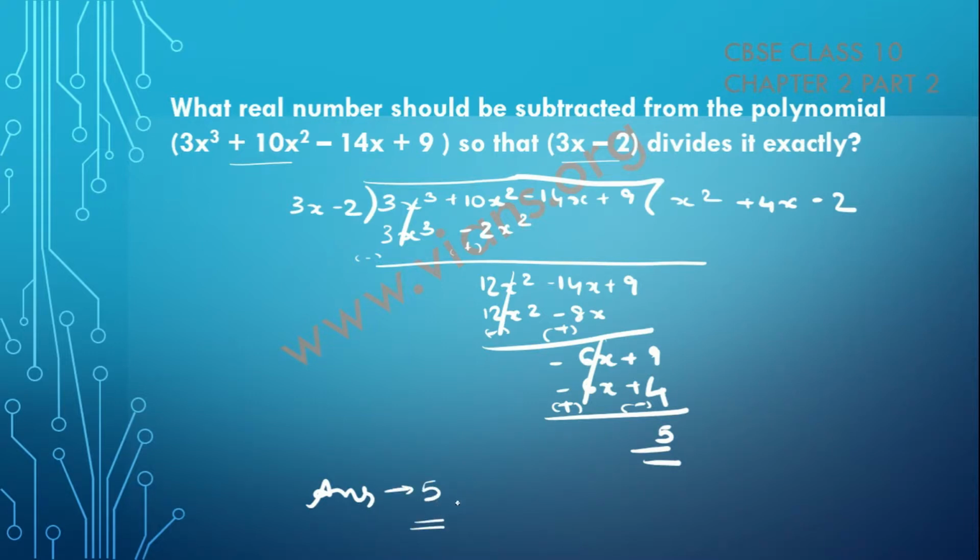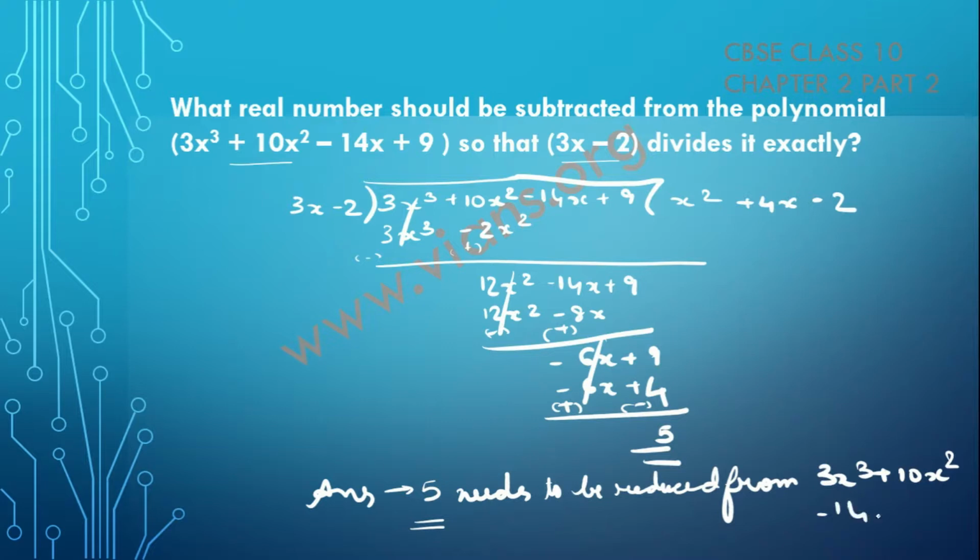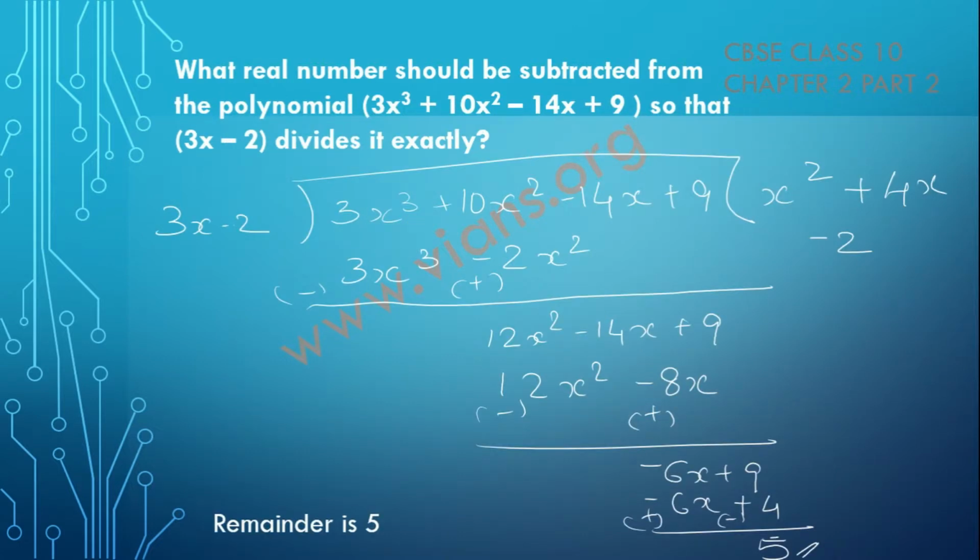Maybe you could write it a little bit more elaborately: 5 needs to be subtracted from 3x cube plus 10x square minus 14x plus 9, so that it's perfectly divisible by 3x minus 2. If you see in the next slide, that's what we've done. We've come to the same conclusion. It's the same remainder 5 that we're working with here.